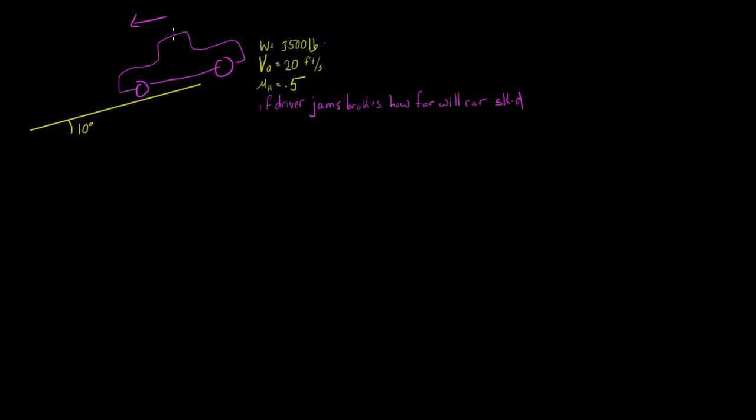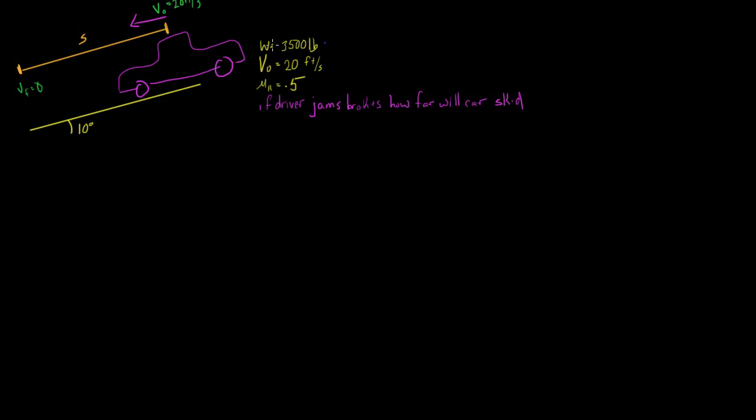So what's this distance? This distance S right here that the car will travel. And a couple of things we should note. We should note our initial velocity is equal to 20 feet per second. And our final velocity is going to be equal to 0 because we want to figure out how far our car will skid before it comes to rest.